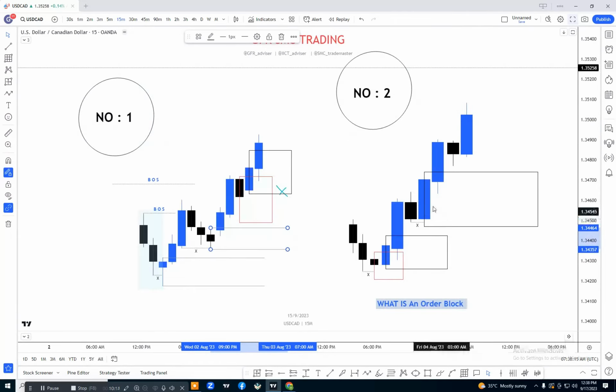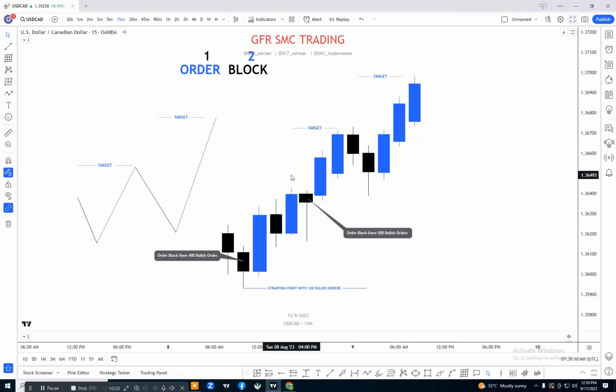Let me switch to the next diagram so we can learn the next topic. Now the next thing is how an order block works. How does an order block provide orders to the market, and why are we selling and buying at this order block? What is the big secret of order blocks? We will learn in this diagram.